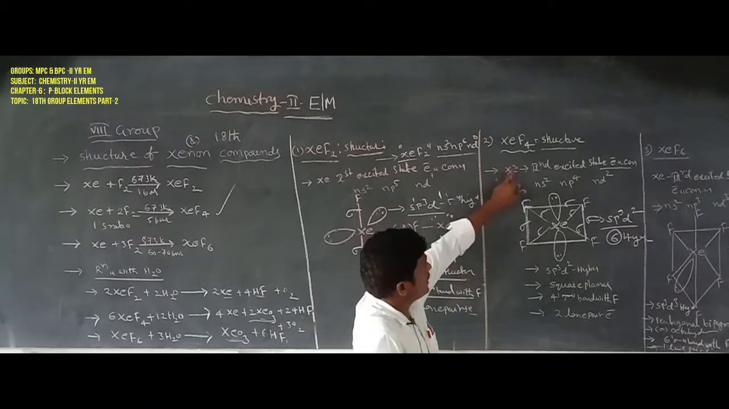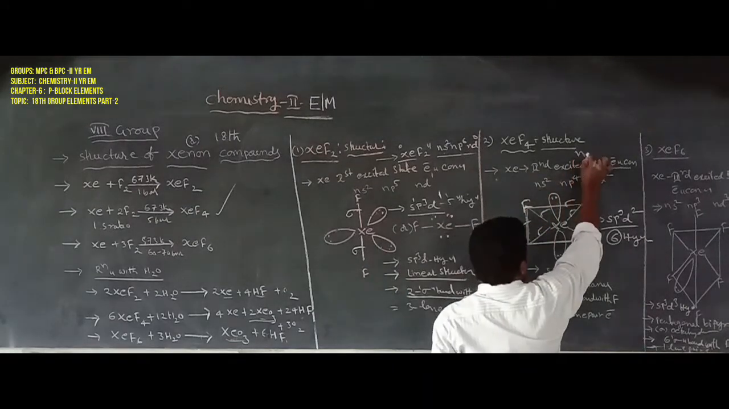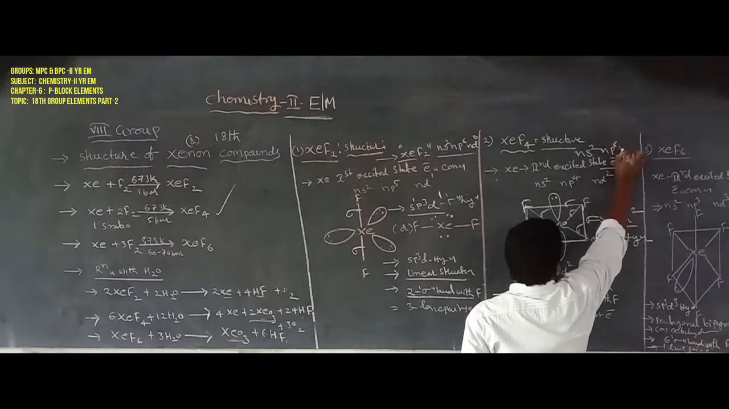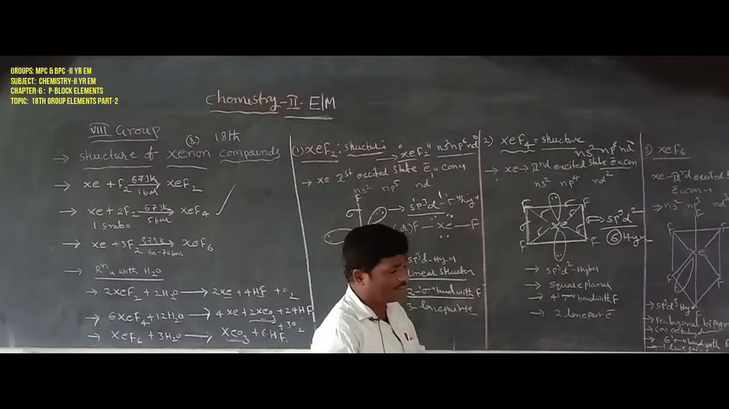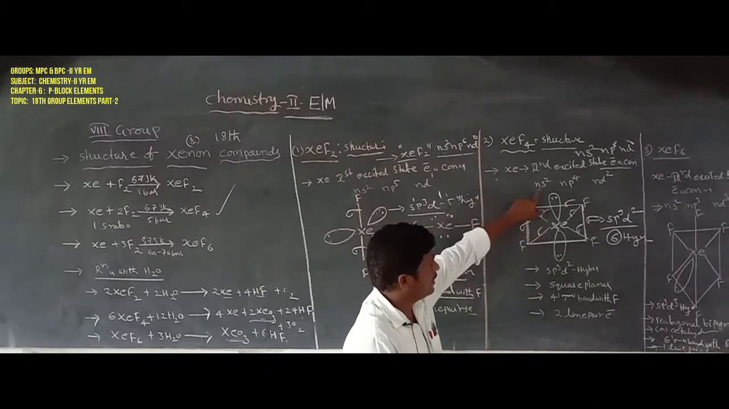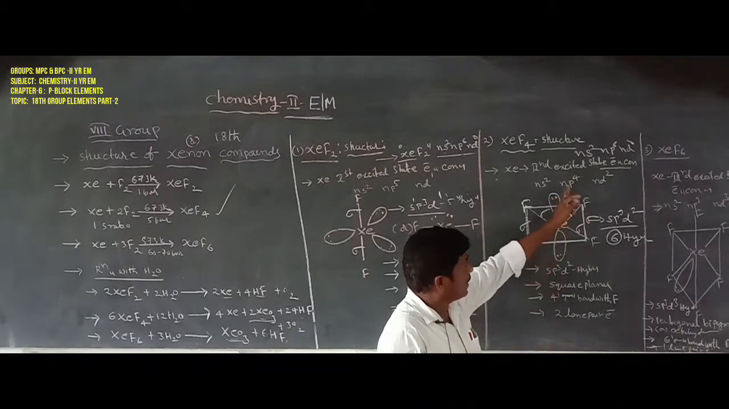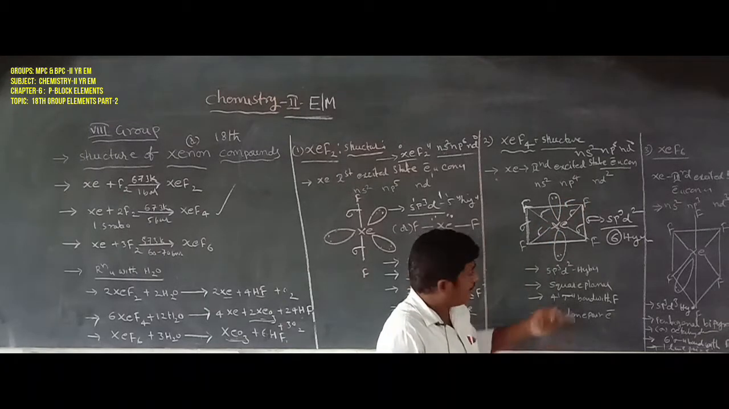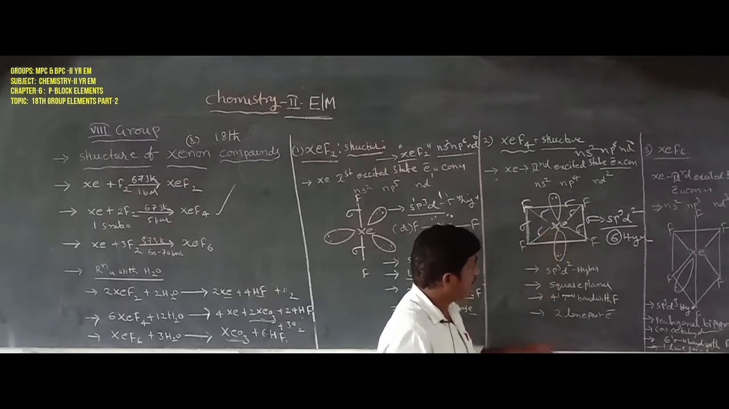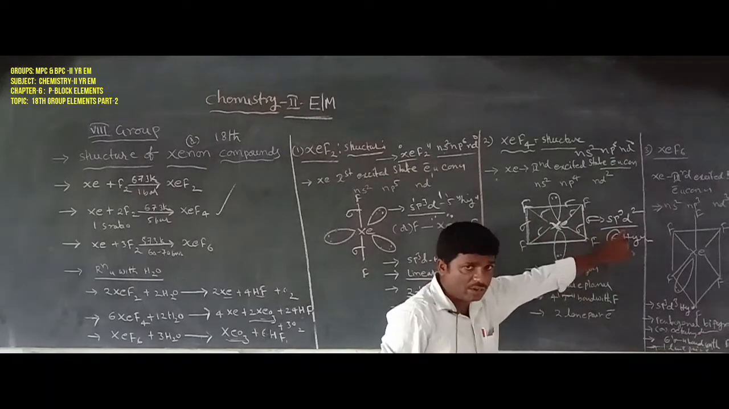Once again, in the xenon tetrafluoride structure, xenon is the central metal atom. Xenon ground state electron configuration is 5s2 5p6 5d0. But the xenon second excited electron configuration in xenon tetrafluoride is 5s2 5p4 5d2. So here, in the p orbital, 2 electrons jump to the d orbital. Then in xenon tetrafluoride, xenon is the central metal atom, and it undergoes sp3d2 hybridization.